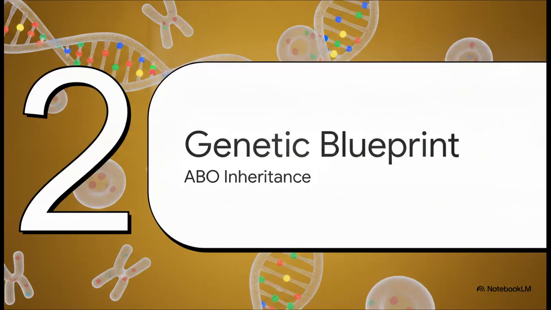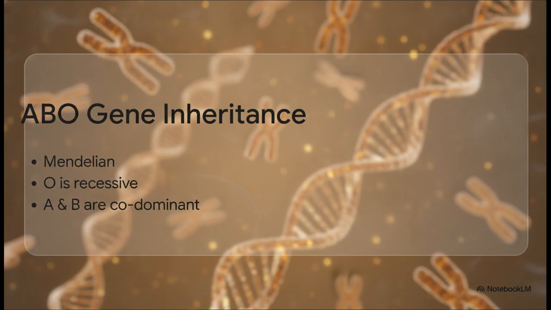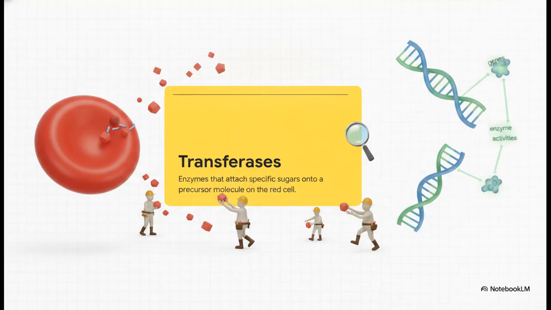Moving on to Section 2, the genetic blueprint. So you might be wondering, how do you actually end up with one blood type over another? Well, the inheritance of the ABO genes follows your classic, simple Mendelian principles. The O gene is recessive, while the A and B genes are codominant. Because of this recessive nature, having group O blood is only seen in people who are homozygous OO, meaning they inherited an O gene from both parents. It's really that straightforward.